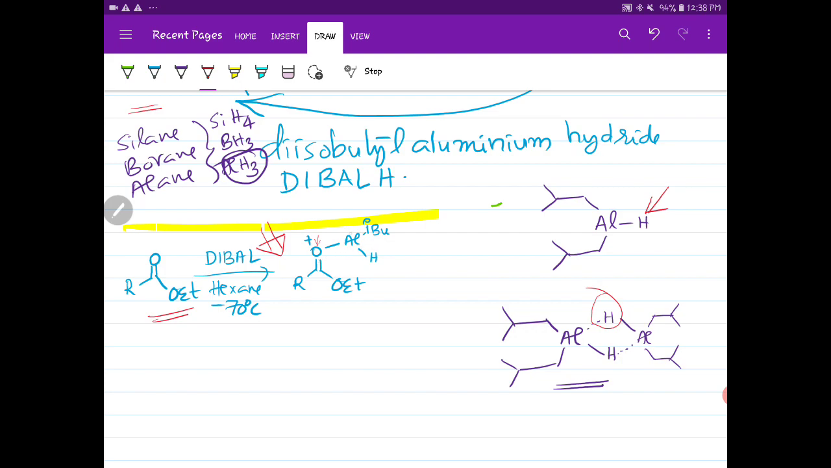Then the aluminium will be ready to donate a hydride with a pair of electrons. Once the Lewis acid-base complex is formed, the diisobutyl aluminium hydride will act as a reducing agent. Now the hydride will be transferred to this carbonyl carbon, and this oxygen will acquire a pair of electrons, and there will be the formation of a tetrahedral complex like this.